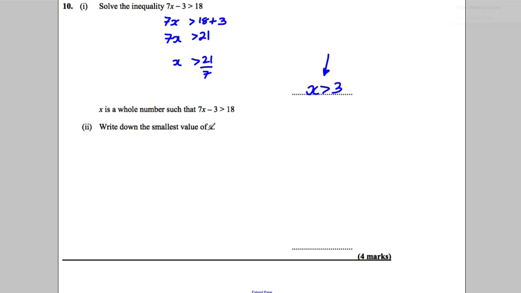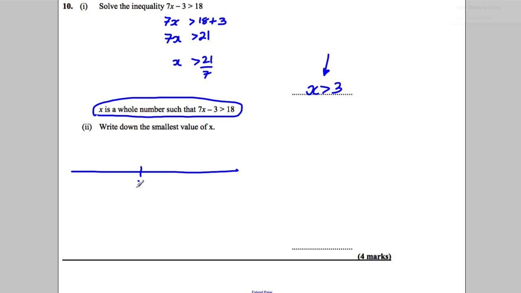Write down the smallest value of x. If x is a whole number such that this is true, and that's what we solved above, what's the smallest value of x? Let's quickly draw this on the number line. There's 0, 3 would be there, circle would be there, we're looking for bigger than, we can't colour it in. Now if x is an integer, what's the smallest integer x could be? Well, clearly 4 is the smallest whole number that solves this, so we could write 4 there.